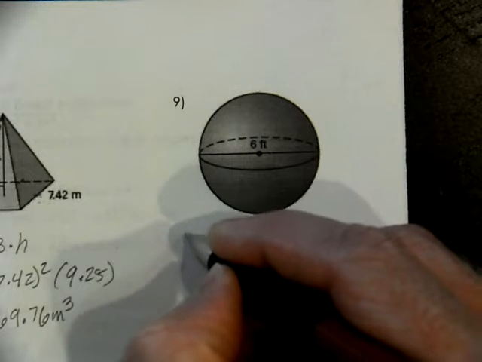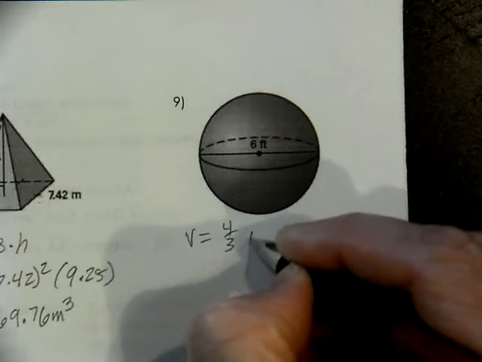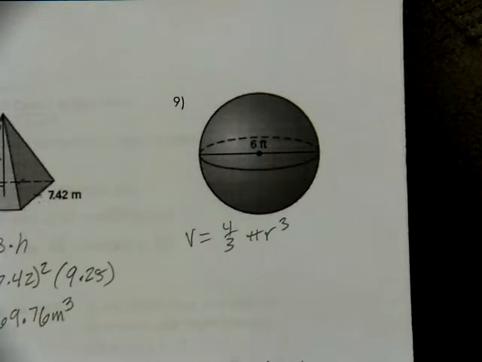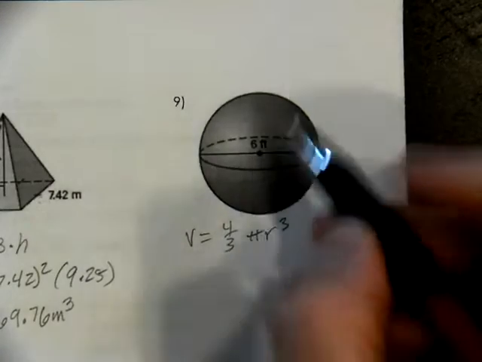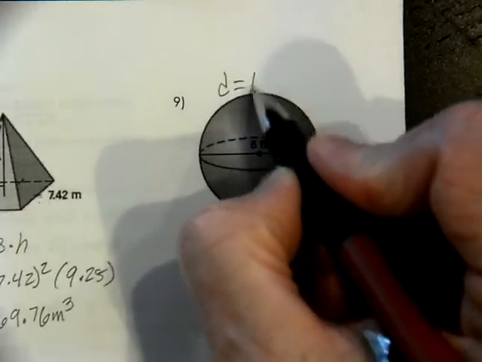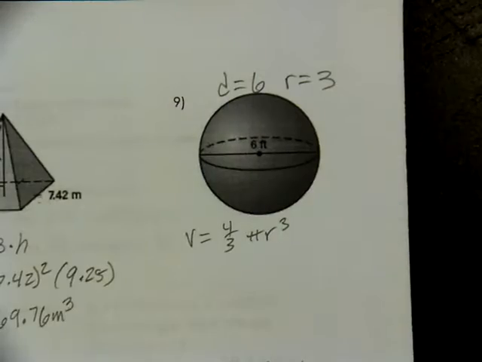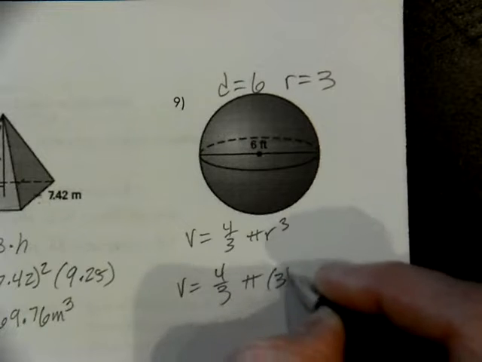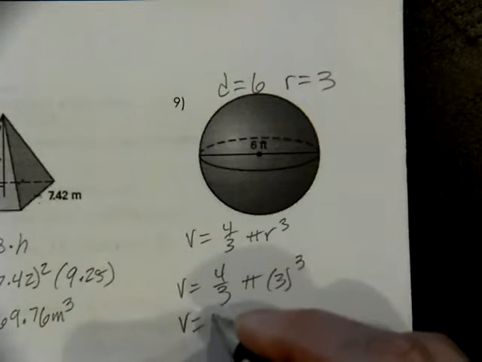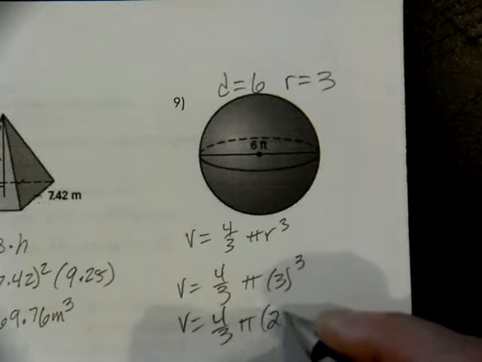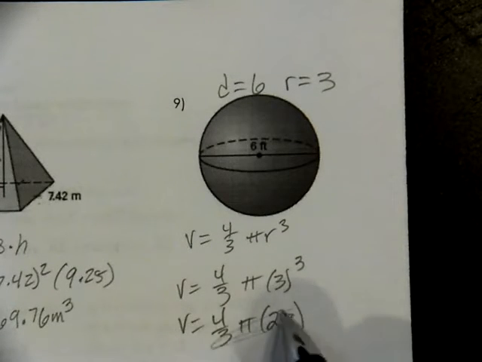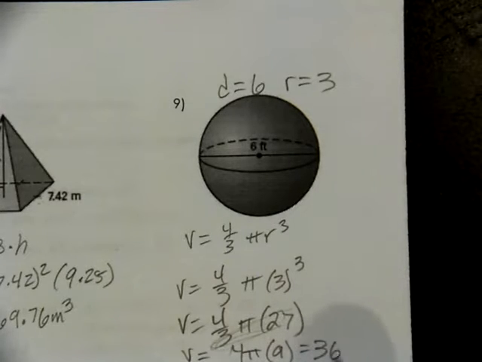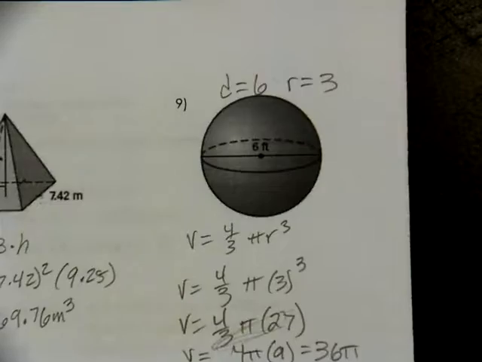Alright, here's a sphere. You may want this on your note card. 4/3 pi r cubed is the formula for volume. This diameter equals 6, so the radius is going to be 3. So volume equals 4/3 pi 3 cubed. So that is 4/3 pi times 27. You could divide the 27 by the 3, and you get 4 pi times 9, which is 36 pi. That would be like an exact answer.